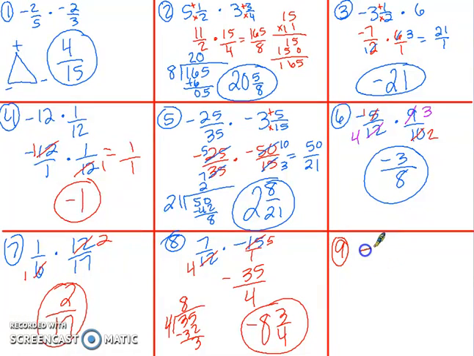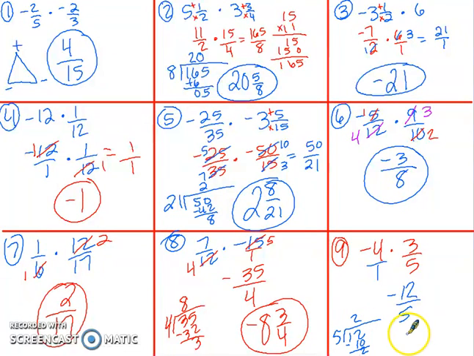Number 9, negative 4 times 3/5. I'm going to put negative 4 over 1 to make it a fraction. I have 4 and 3 on top and 1 and 5 on bottom. None of those numbers will simplify, so I just multiply. Negative 4 times 3 is negative 12. 1 times 5 is 5. 5 will go into 12 2 times with 2 left over. So my answer is negative 2 and 2/5.